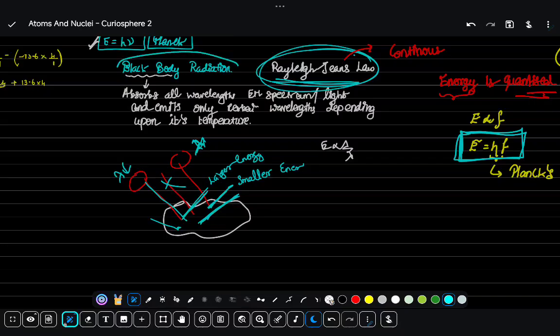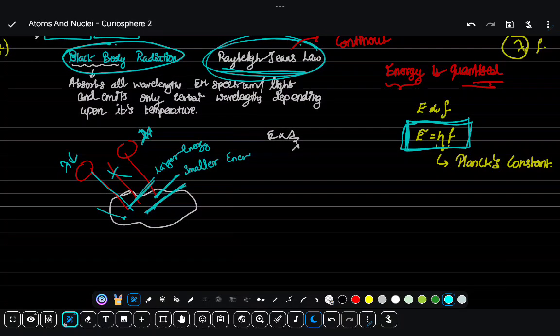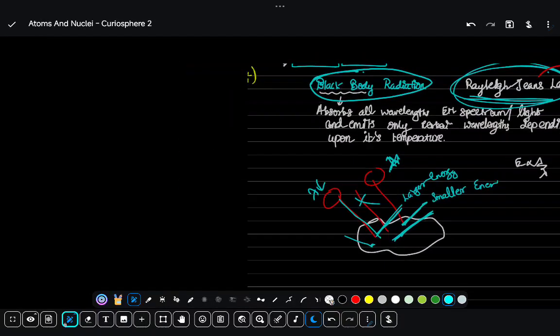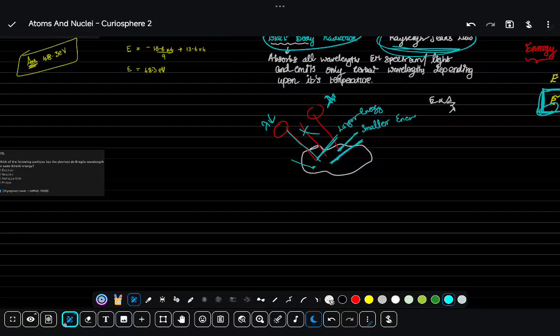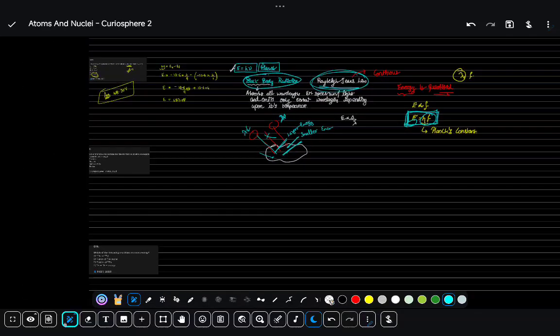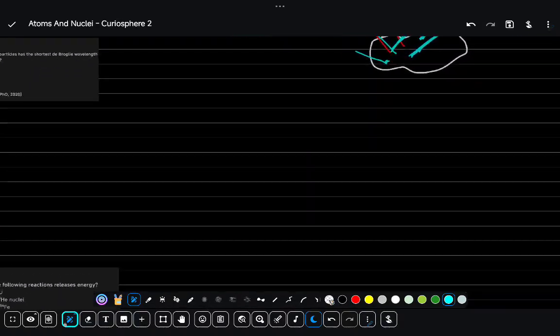So it all started with black body radiation and ended up with energy being correlated with the frequency of the wave, right? And now you have to remember this because it is important and it will come up in a few other concepts as well.